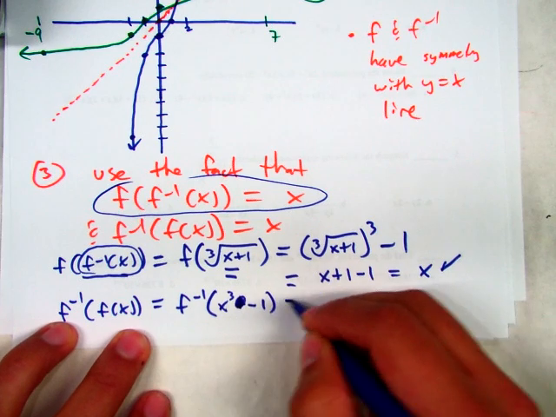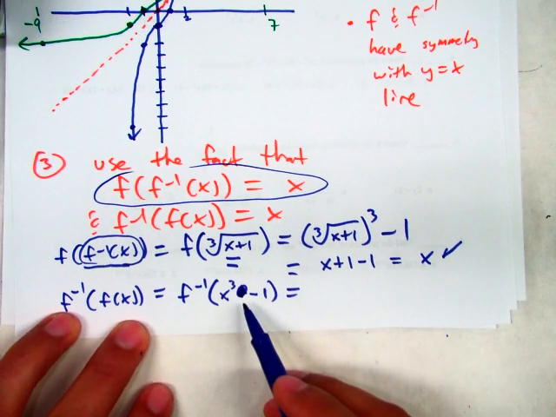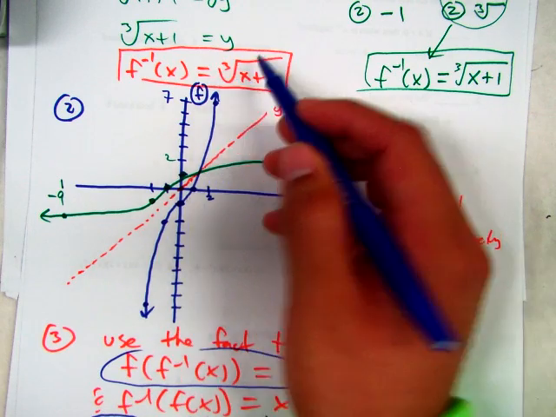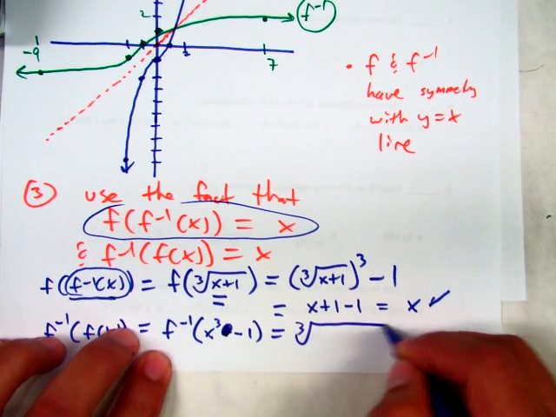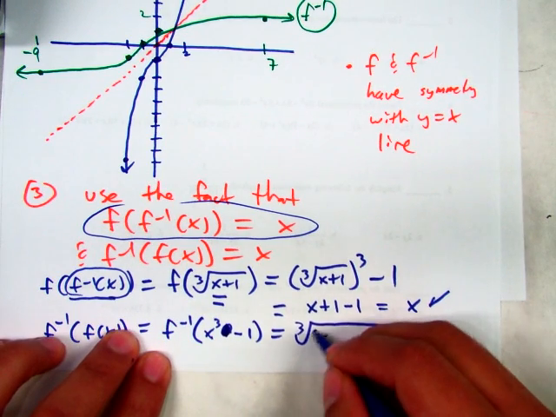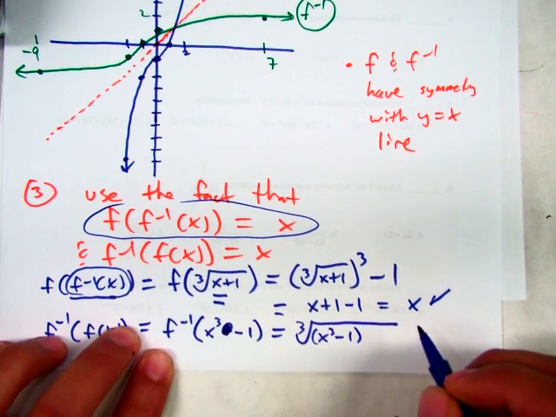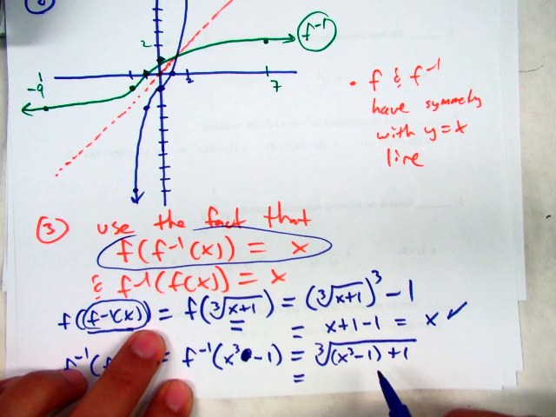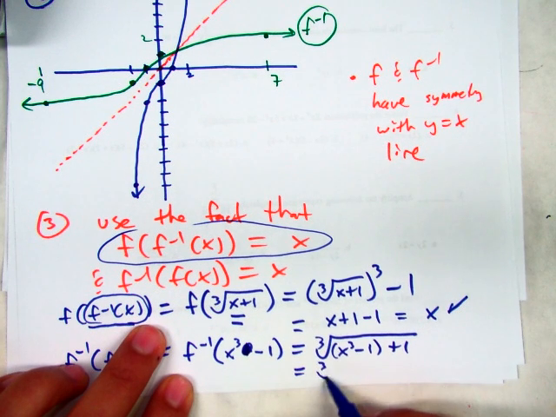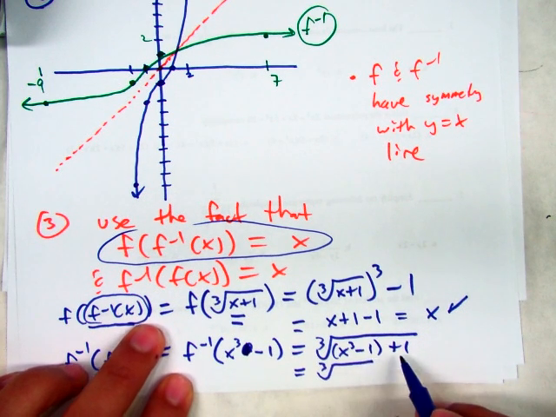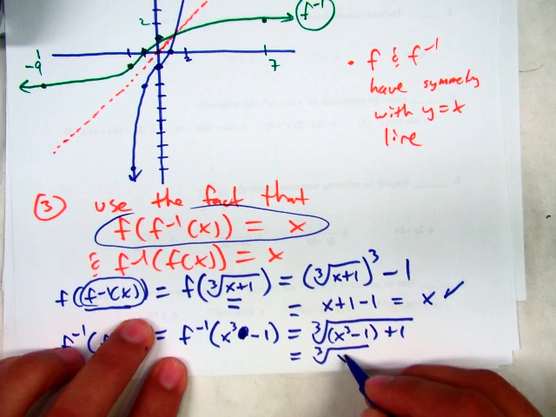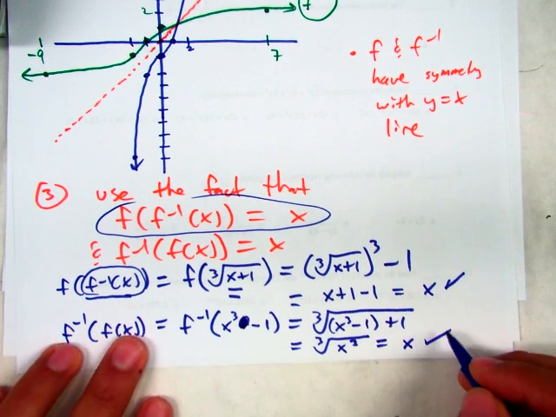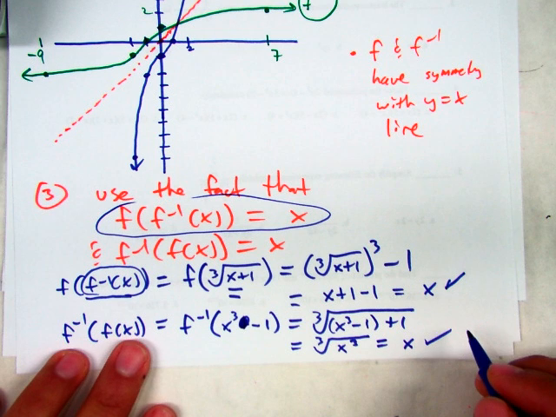And now I'm taking x cubed minus 1. I'm plugging it into my inverse rule, so I'm going to do cube root of, instead of x, cubed minus 1, plus 1. Let's just make sure that works out. If you combine like terms, the negative 1 and the positive 1 cancel. You get cube root of x cubed, which is x. So both ways it works out. This proves algebraically that these are actually inverse functions.